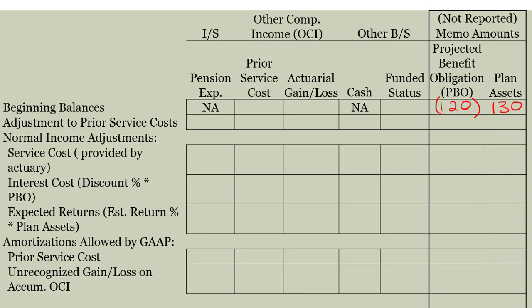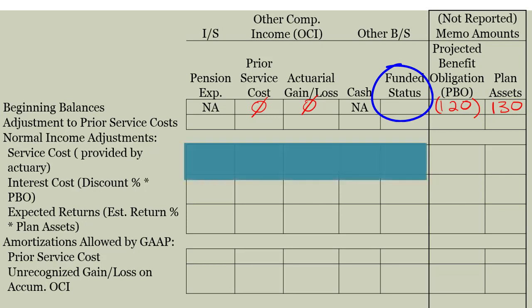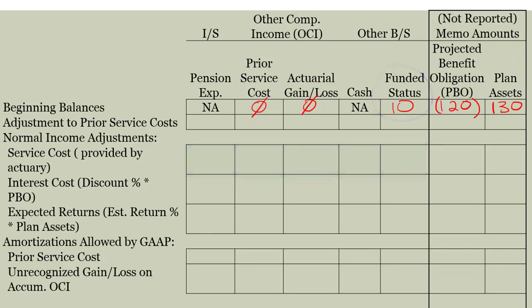That's a debit. So I leave it as a positive number. We have no prior service costs and no actuarial gains or losses because we were told that the only balances they had was this 120 and this 130. The last thing we're going to look at is the funded status, and that's going to be the difference between these two numbers. So let's see, 130 and 120 gives me a difference of 10. The debit is bigger than the credit, so I'll list it as a debit of 10,000. We call it funded status on our worksheet.